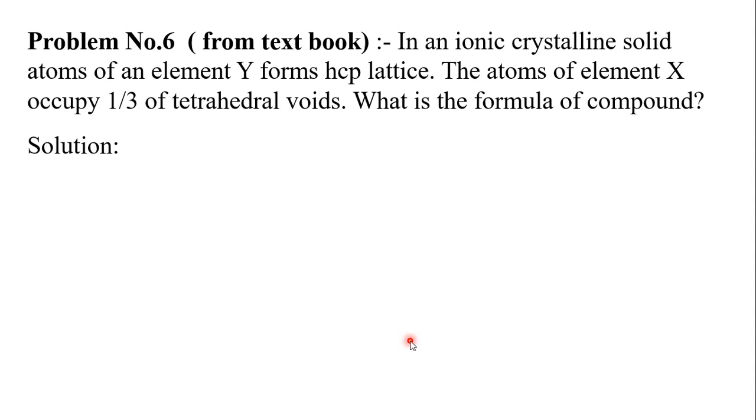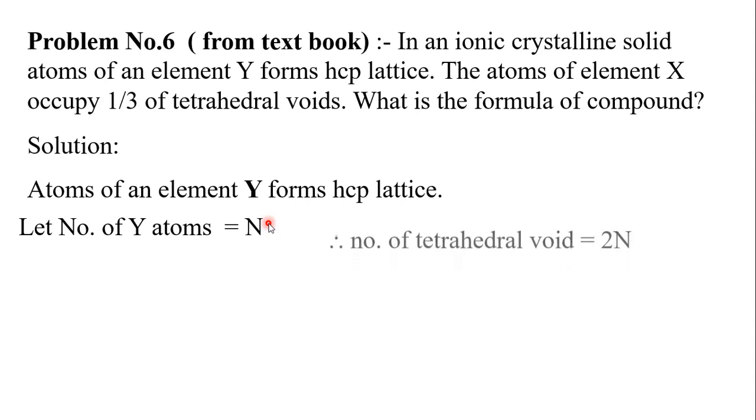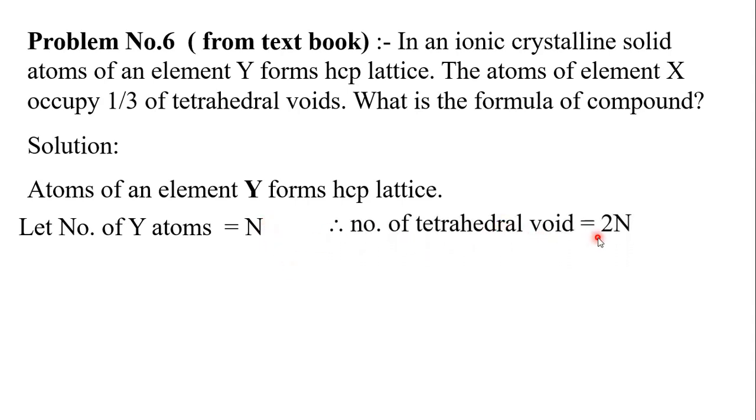Now the same type of problem, see here. In an ionic crystalline solid, atoms of an element Y form HCP structure, hexagonal closed packed structure. The atoms of element X occupy 1/3 of tetrahedral voids. What is the formula of the compound? Same method, we have to solve in the same way. So here atoms of element Y form HCP structure. So let the number of Y atoms be equal to N. Let us say Y atoms are N in number. Therefore the number of tetrahedral voids is equal to 2 into N.